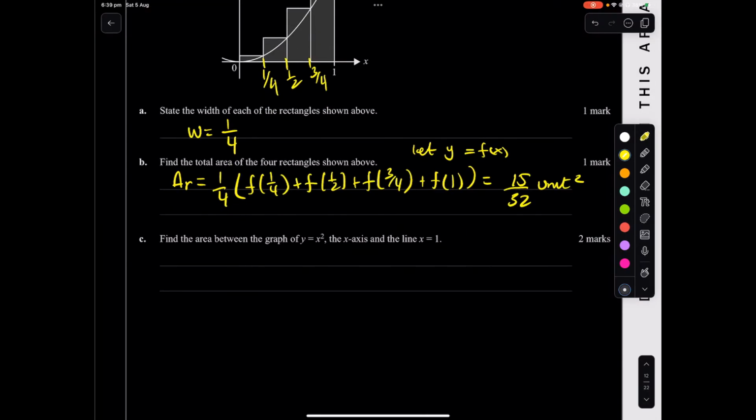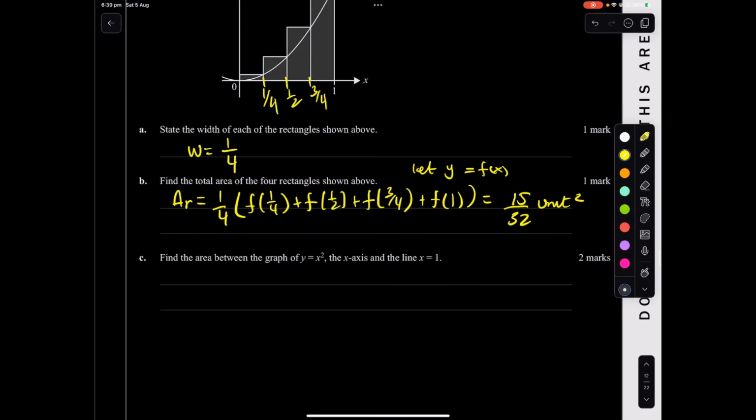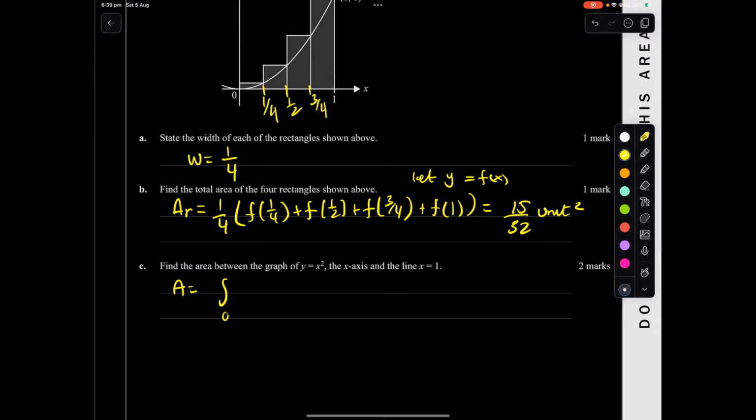Find the area between the graph of y equals x squared, the x axis and the line x equals 1. So the area is the integral from 0 to 1 of x squared dx. We need to show some working out. So it'll be x cubed over 3 from 0 to 1, which is 1 over 3 minus 0, which is 1 over 3 units squared.